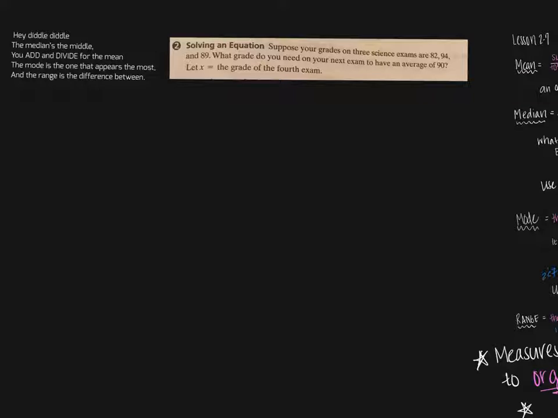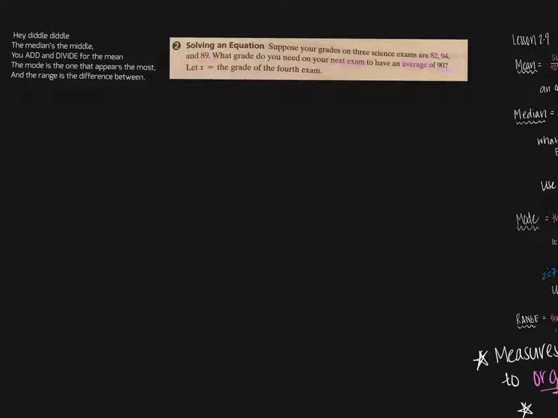Let's look at a second example on the bottom of page 43 that actually is pretty realistic for you guys as students. It gives you a real-life scenario and wants you to work backwards to find the mean. So let's look at this. Your grades on 3 science exams are an 82, a 94, and an 89. What grade do you need on your next exam to have an average of 90?